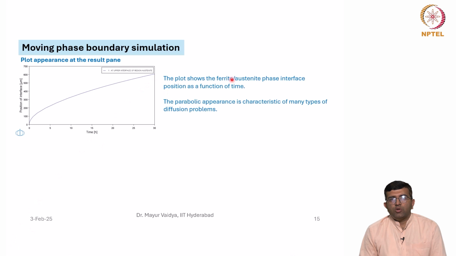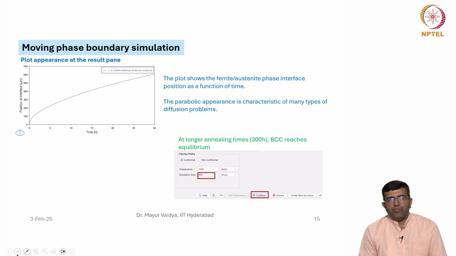Now this shows, as I said, the position of the interface as a function of time, and you can see a typical parabola shape, which is characteristic of many diffusion related phenomena. If you want to see how it will look at longer annealing times, then go to 300 hours, select 300 hours and click continue.